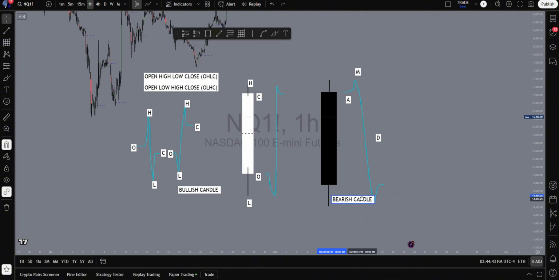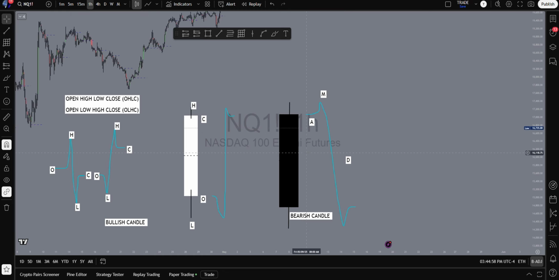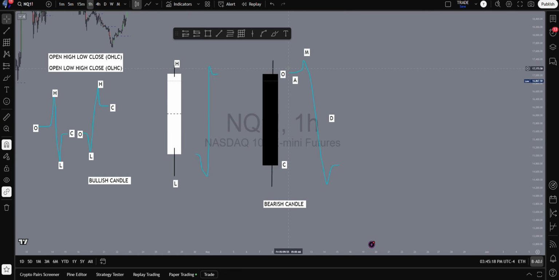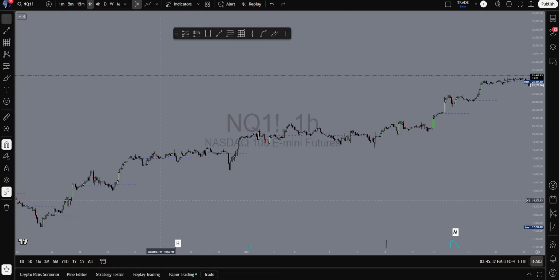This is our bearish candle, for example. Our bullish candle will be an open, low, high, close. Right here, open, low, high, close. So this is something to keep in detail. For a bearish candle, we open on top, then we close on the bottom. For bullish candles, we open at the bottom and we close at the top. That's how these candles form the way that they form.